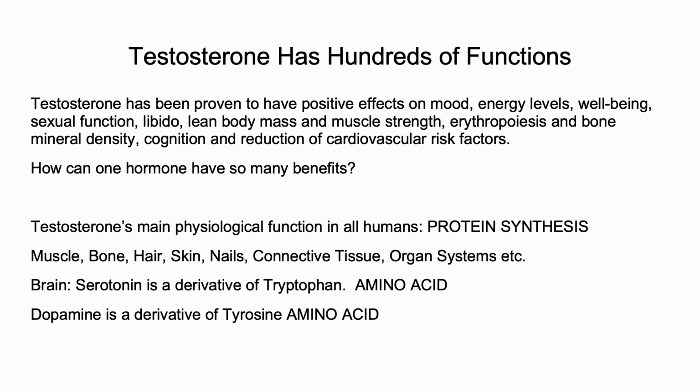So let's talk about testosterone first. Testosterone has hundreds of functions. Testosterone has been proven to have positive effects on mood, energy levels, well-being, sexual function, libido, lean muscle mass and muscle strength, erythropoiesis and bone mineral density. Erythropoiesis means increased red blood cells. It also affects cognition and reduction of cardiovascular risk factors. So how can one hormone do so many things for our bodies? Right. It's insane. Why is that?